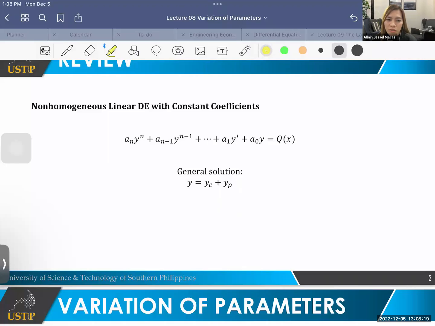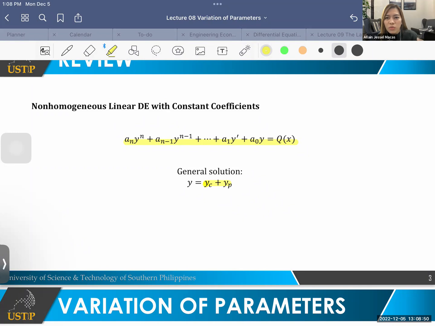Okay. So as I've mentioned, this is the method of variation of parameters to solve a non-homogeneous linear DE with constant coefficients. This is our standard form: a sub n, y nth derivative of y, plus and so on, until Q of x. So you're familiar with that. And then our general solution is equal to the sum of the complementary solution plus the particular solution.